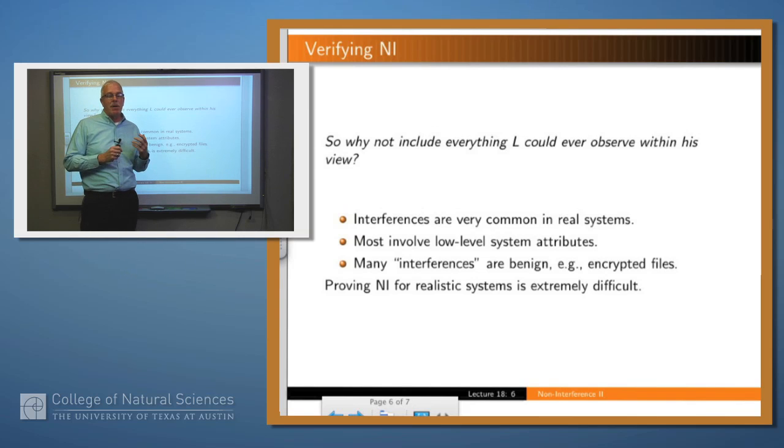And finally, there are many interferences in realistic systems which are benign. For example, if a high-level subject encrypts a file and then puts it out into the common file system, say, that is an interference, even though the low-level subject can't read anything about the contents of the file because it's encrypted. And so there may be cases in which we want to say, well, that sort of thing is okay because the low-level subject is not really getting any information, even though that mechanism could be used as a covert channel.